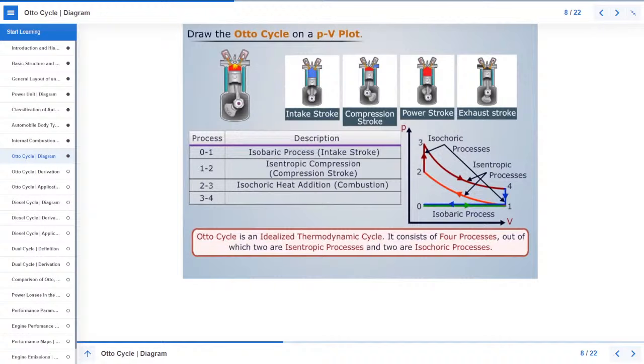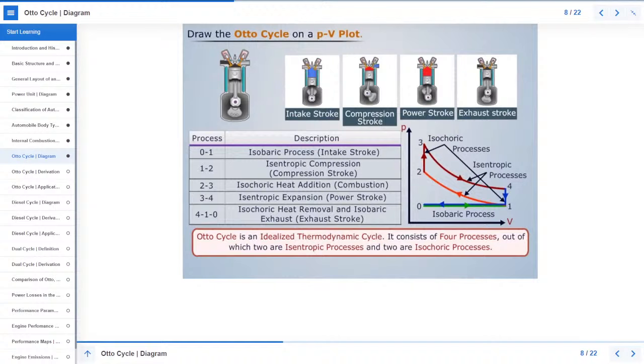Process 3 to 4 is the isentropic expansion process. And the process 4 to 1, then to 0, is the isochoric heat removal and isobaric exhaust process.